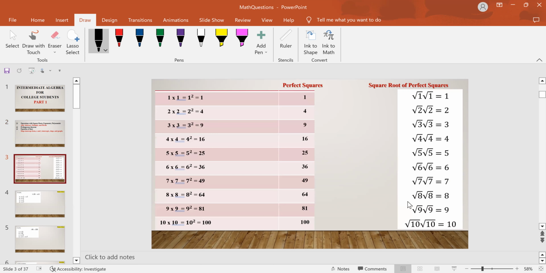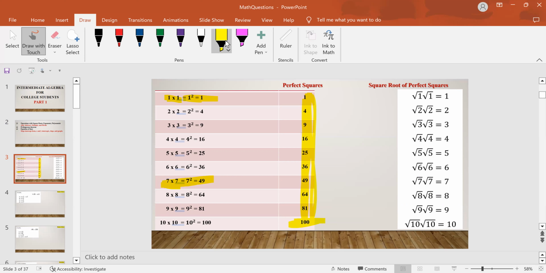Okay, so this is a list of perfect squares. The first 10 perfect squares are over here. So 1 is a perfect square, 4 is a perfect square, 9 is a perfect square, 16 is a perfect square. When you take a counting number and multiply it by itself, you get a perfect square. 1 multiplied by 1 is 1, a perfect square. 7 is not a perfect square, but if I multiply 7 by 7, which is the same as 7 to the second power, I get 49. Yes, 49 is a perfect square.